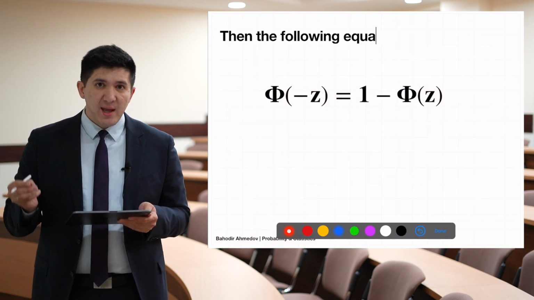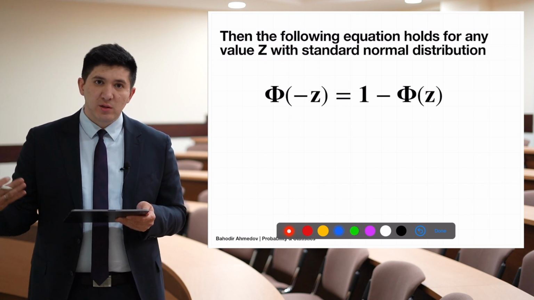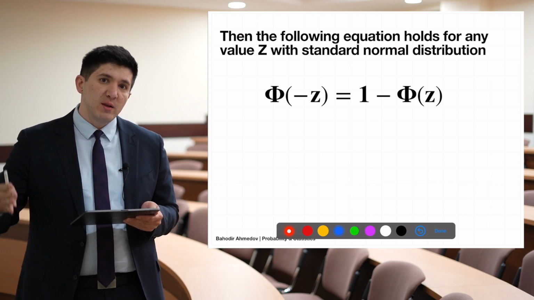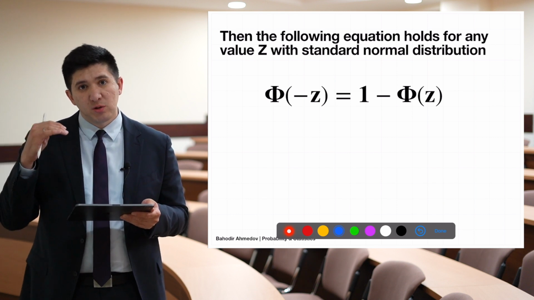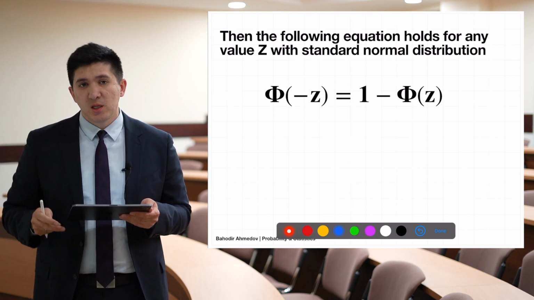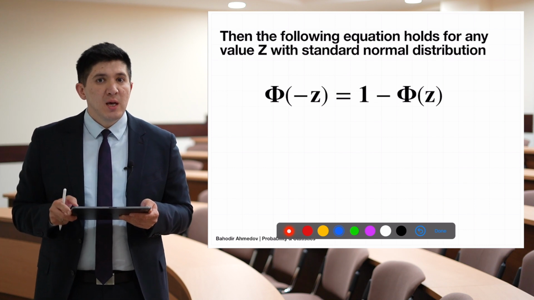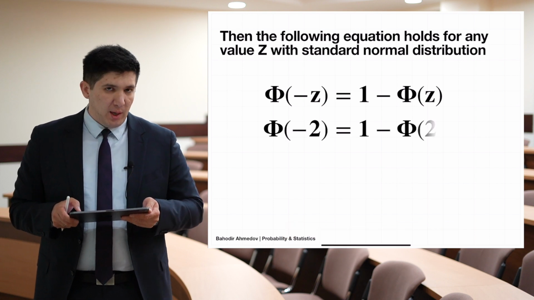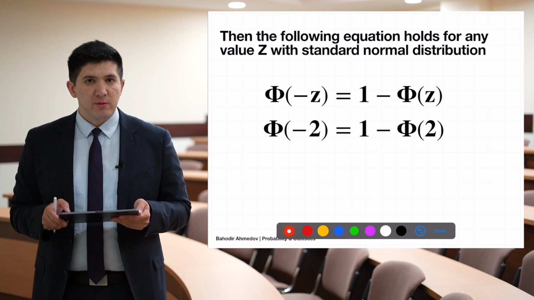So if z has the standard normal distribution, and phi is the cumulative standard normal distribution, right? Phi is going to give you the area under the standard normal distribution curve up to that particular z. Then phi of minus z can be found by subtracting phi of z from 1. In particular, phi of minus t is going to be 1 minus phi of t.